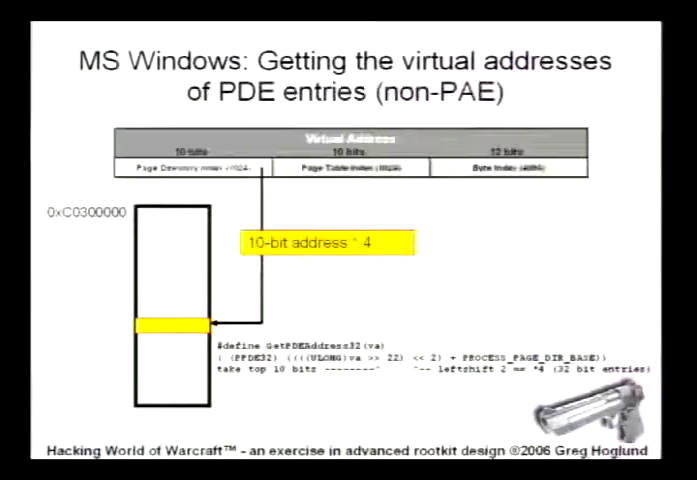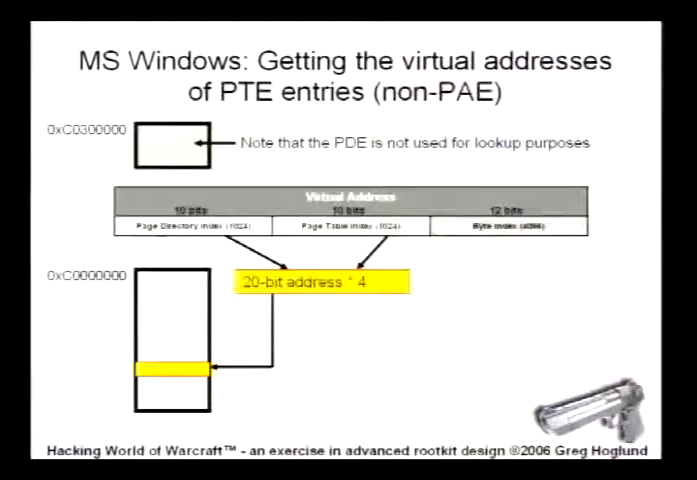The way that Windows does it is they actually stick the base of the PDE at C0300000, so you just basically get the base address of that and you take your 10-bit index and multiply it by 4. There's a little pound define macro I made to do that. But you don't actually have to look at that. Well, you do if you want to check to make sure the page table is not paged out.